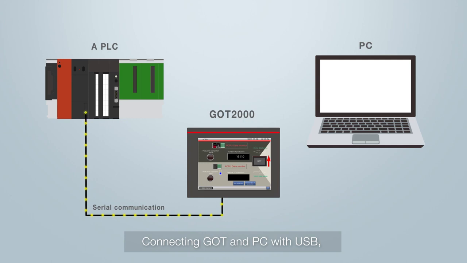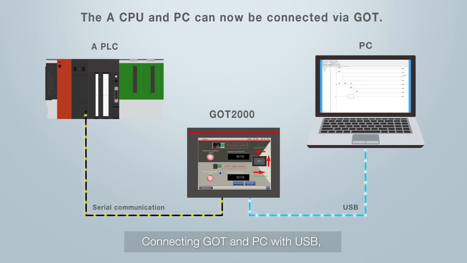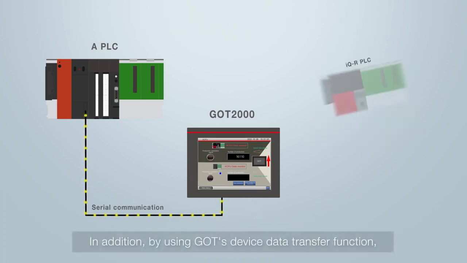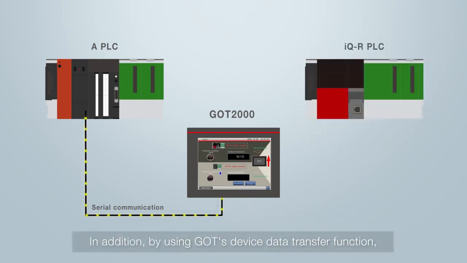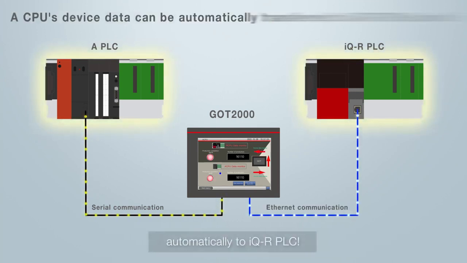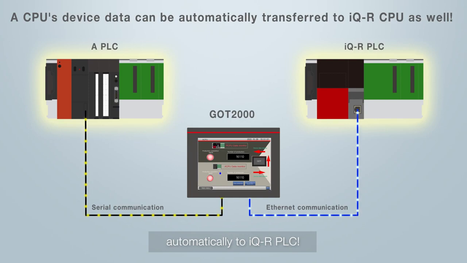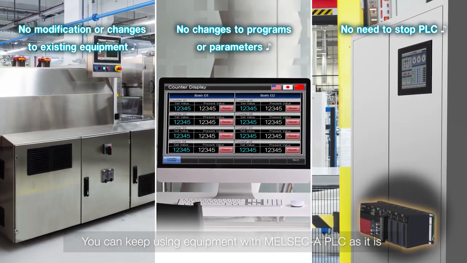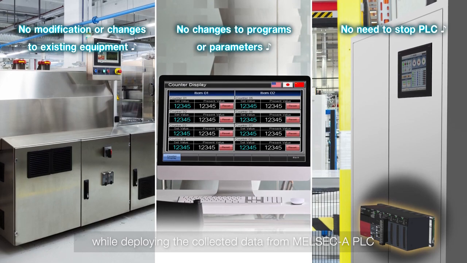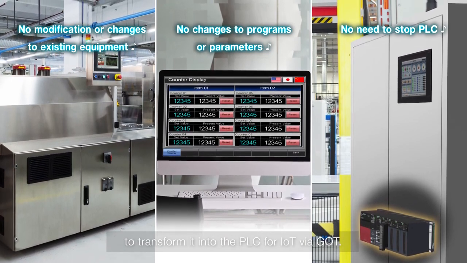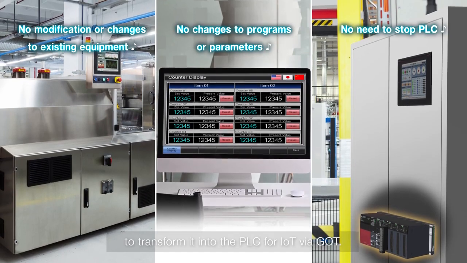Connecting GOT and PC with USB. You can also monitor with GX Developer. In addition, by using GOT's device data transfer function, MELSEC-A PLC's device data can be transferred automatically to IQR PLC. You can keep using equipment with MELSEC-A PLC as it is while deploying the collected data from MELSEC-A PLC to transform it into the PLC for IoT via GOT.